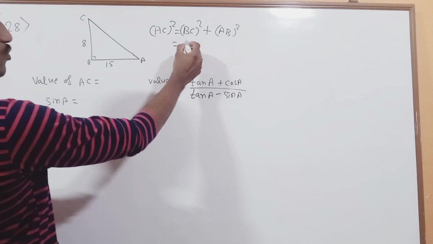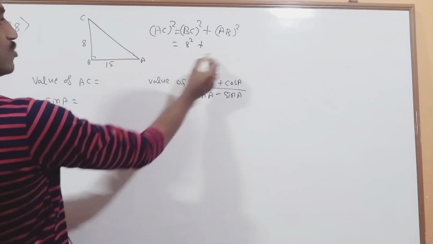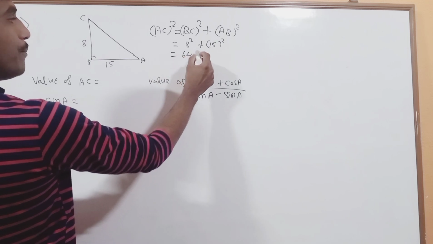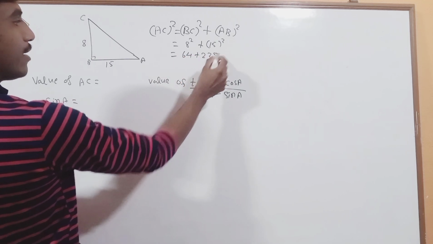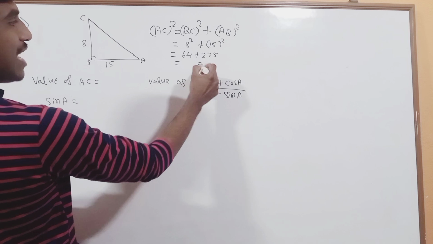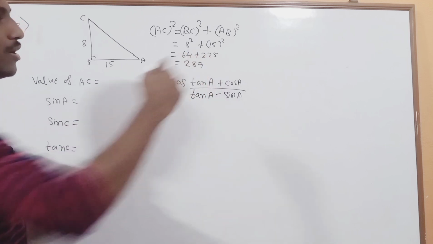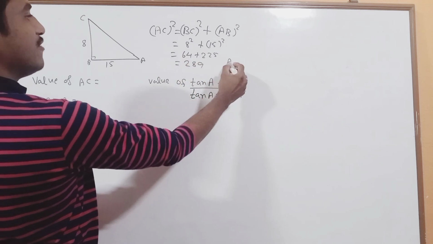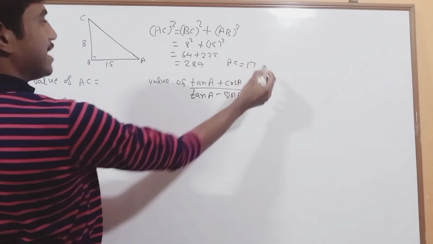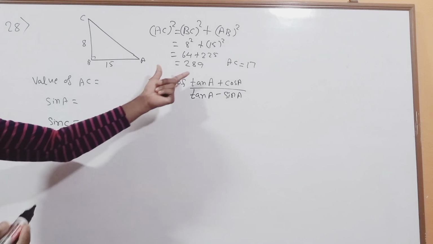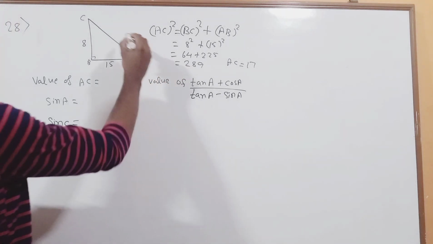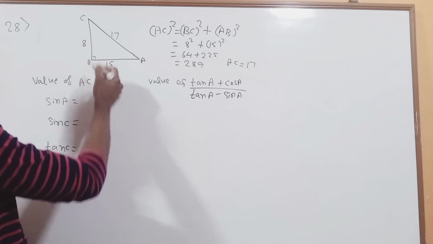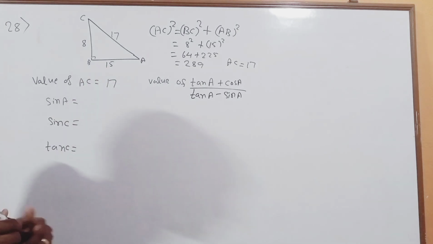BC square is 8 square plus AB square is 15 square. So 64 plus 225. So 5 plus 4 is 9, 6 plus 2 is 8, 2. So 289, that is AC square. So AC will be 17. That is, 17 square is 289. 289 is a perfect square. So we get here 17. That means the answer to the first question is the value of AC is 17.